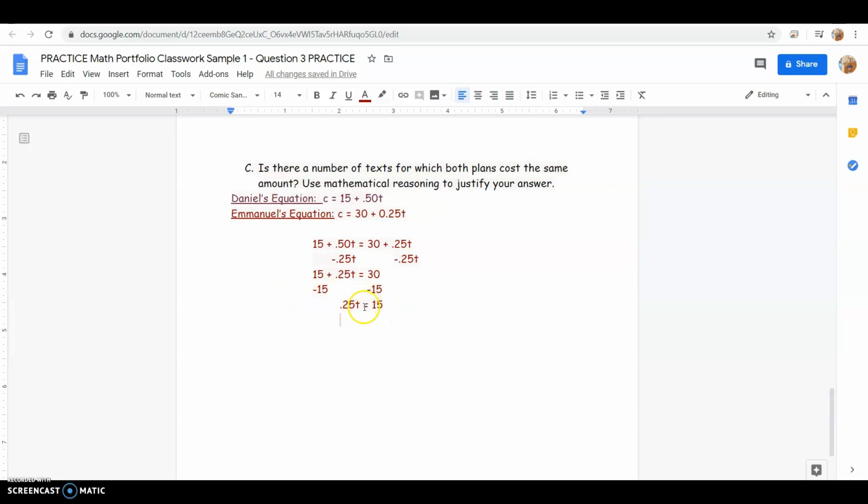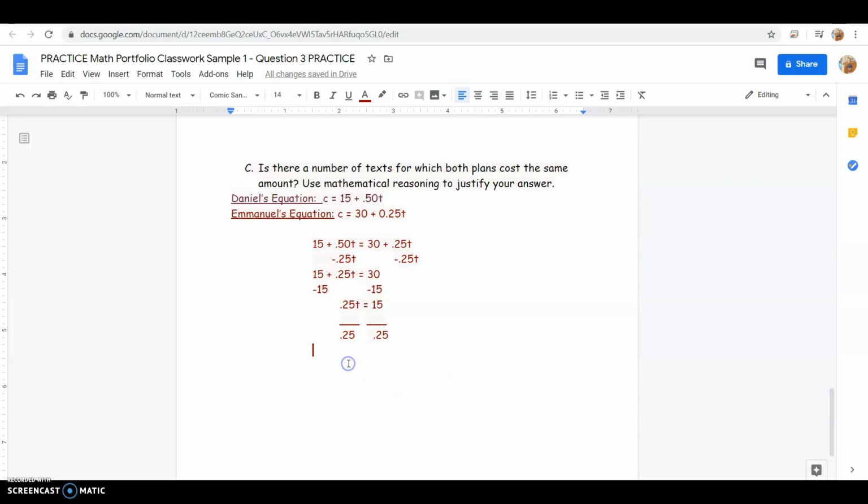Last step, finally here. 0.25 times t equals 15. To figure this out, 0.25 is multiplying into t. The opposite of multiplication is, you guessed it, division. So we're going to have to divide on both sides. 0.25 divided by 0.25 on the left side. On the right side, 15 divided by 0.25. Let's get to some math. 0.25 divided by 0.25. It's going to be 1.